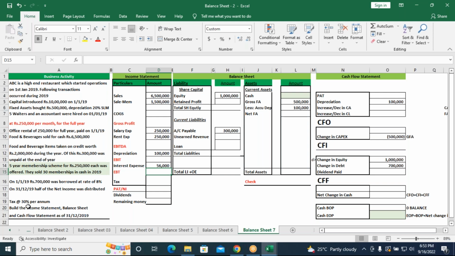Okay, so then tax. First we need to calculate the COGS, which is equal to sales minus this. So gross profit will be this. I want you people also to try.